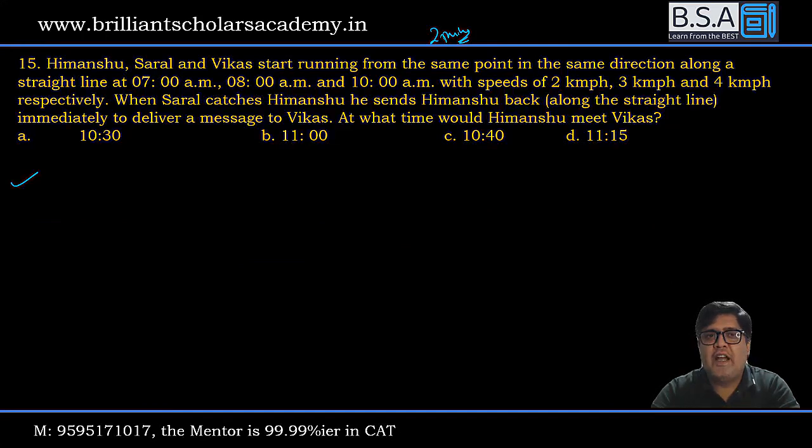Himanshu, Saral and Vikas start running from the same point in the same direction along a straight line at 7 a.m., 8 a.m. and 10 a.m. with the speeds of 2 kilometers per hour, 3 kilometers per hour, 4 kilometers per hour, respectively. When Saral catches Himanshu, he sends Himanshu back along the straight line immediately to deliver a message to Vikas. At what time would Himanshu meet Vikas?